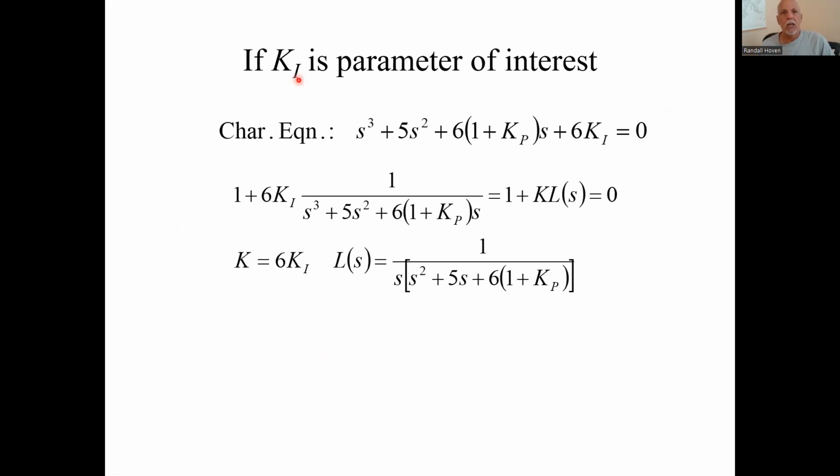If conversely K sub I was the parameter of interest and K sub P was some constant we determined some other way. Let's see, this would be the characteristic equation. K sub I is already isolated, divide everything by this. So now this is our L of S. And our root locus K is this 6 times K sub I.